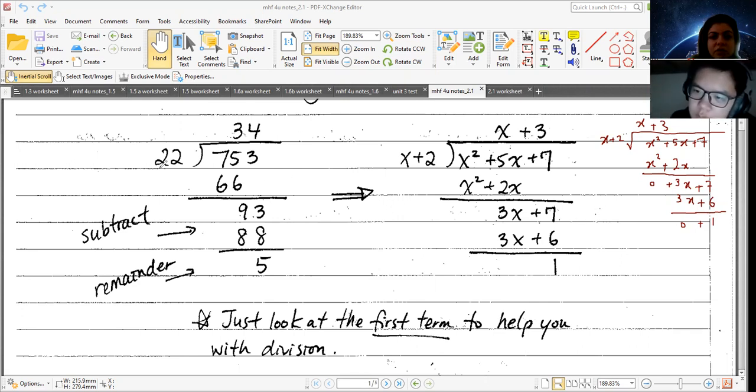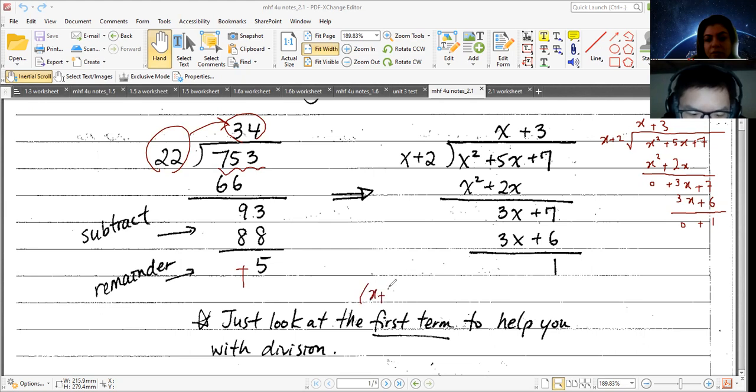Okay, so again, we multiply this by that and you add the answer to the remainder, you get back your dividend. So the same thing happened here. X plus 2 multiplied by x plus 3 plus the remainder, which is 1 here, gives you back your dividend. So it's x power 2 plus 5x plus 7.